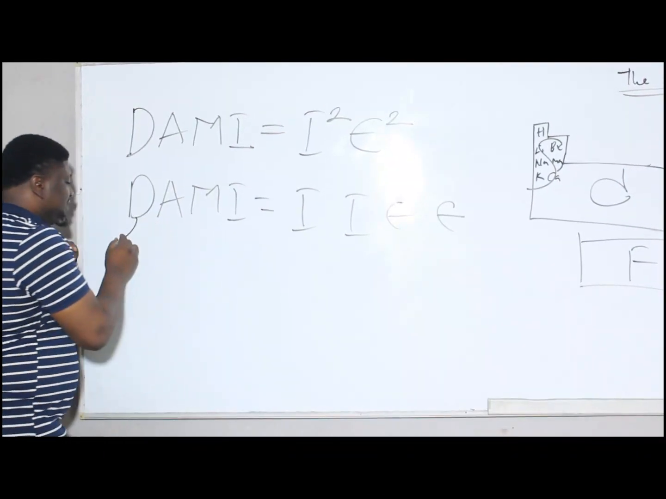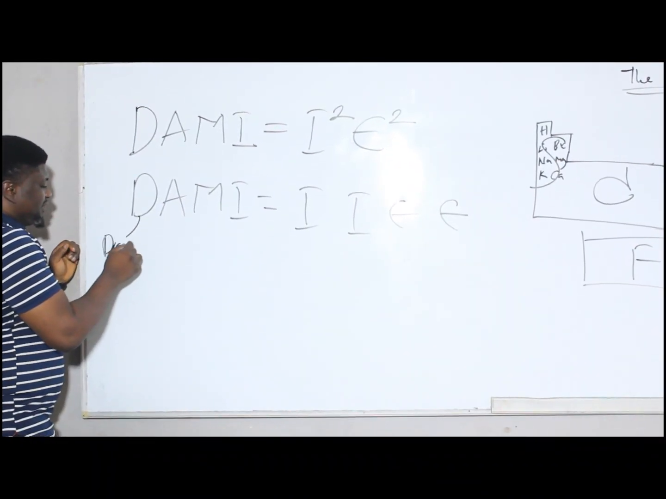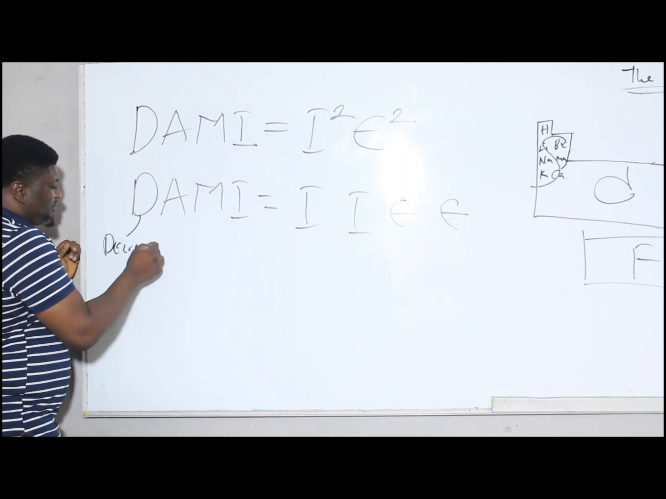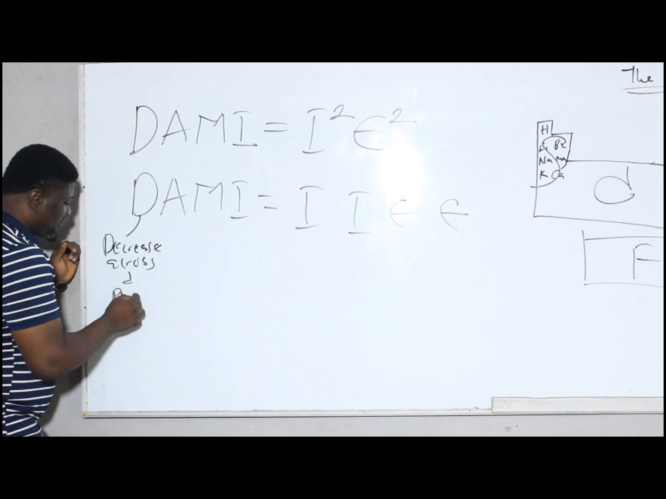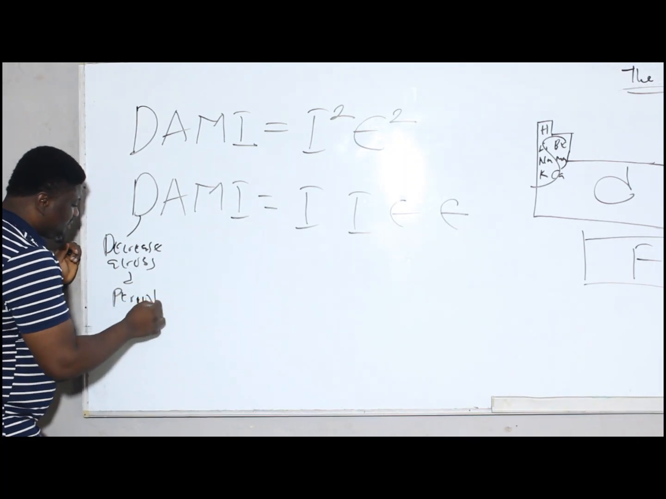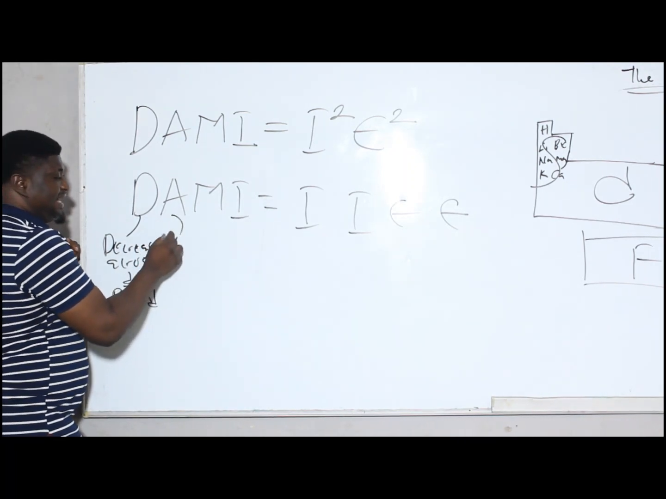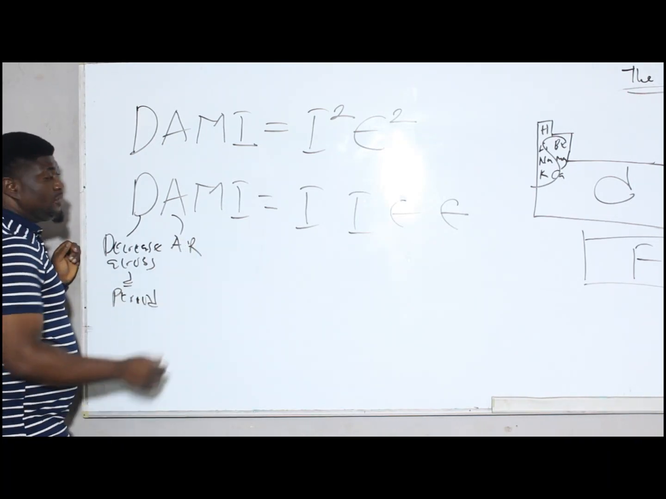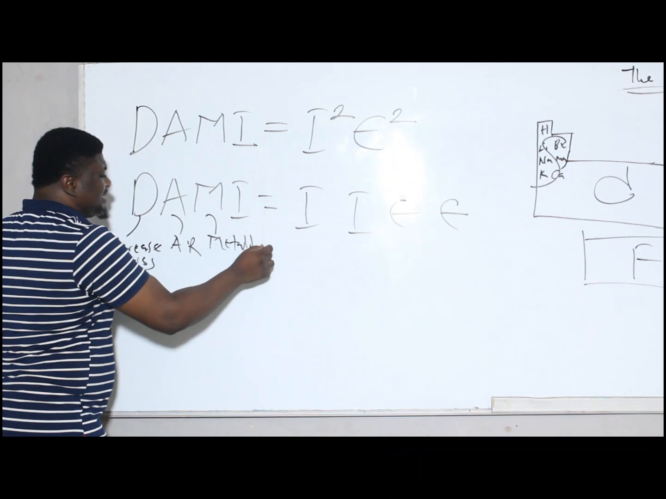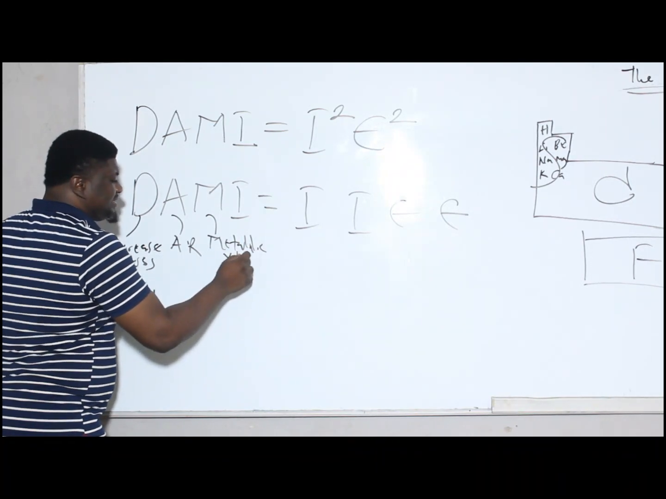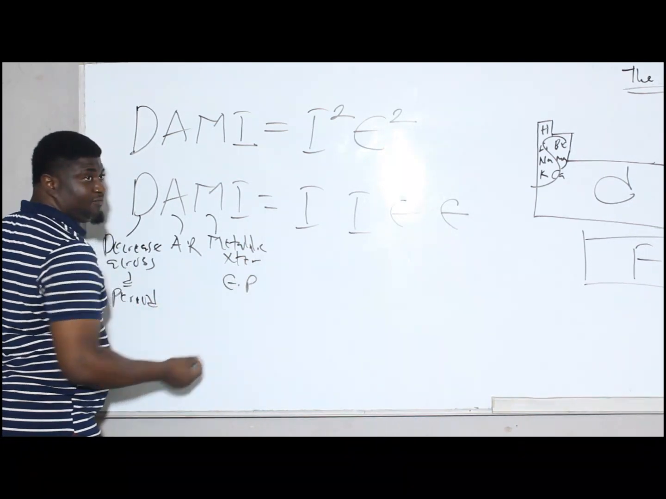Alright, so what is D? D means decrease across the period. And who are those guys? You have atomic radius, you have metallic character. Now, this metallic character is also known as electropositivity, of course.